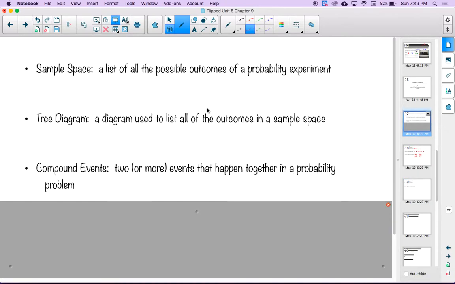Back to our vocab. Another vocab word here is tree diagram. This was the one we skipped. A tree diagram is a diagram that we can use to list all the outcomes in a sample space. So it's a way to help us list, especially for compound events, and make sure that we don't miss any or repeat any of our outcomes.